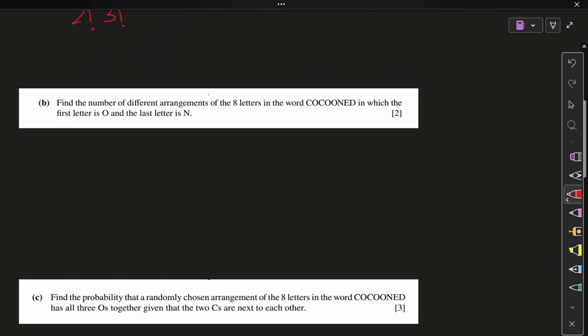Part B. Find the number of different arrangements of the 8 letters of cocoon where the first letter is O and the last letter is N. That means we need to fix these letters. So positions 1, 2, 3, 4, 5, 6, 7, 8. O is the first letter, N is the last letter. These cannot move, right? So fix them up, box them up. They cannot move about these positions, but the rest of them can move.